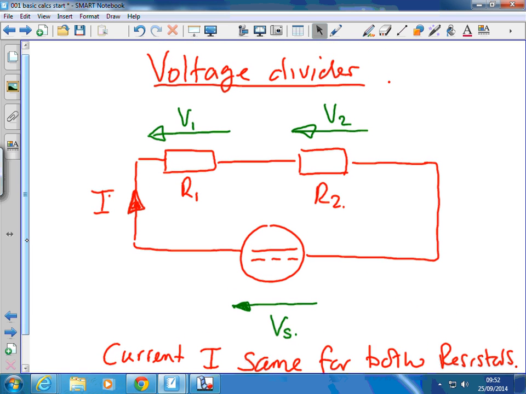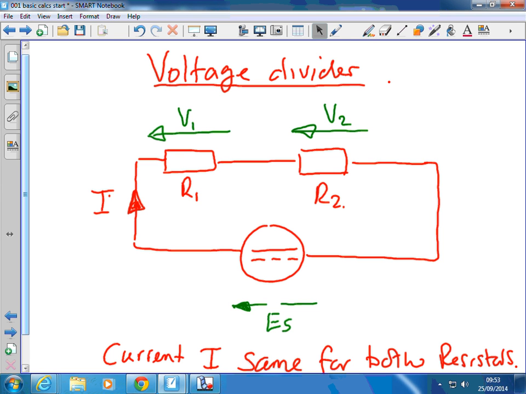So, moving on a little bit further then, as to what happens in these circuits when we add a voltage source. We'll change that to ES. We connect two loads in parallel, or two resistors in parallel, to a voltage source.